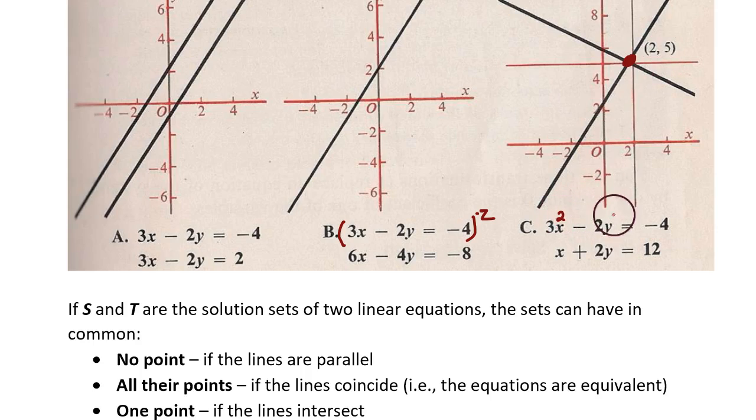If you put a 2 in for x and a 5 in for y, the first equation checks out and makes -4. If you put a 2 here and a 5 here, the second equation checks out and does make a 12. 2 for x and 5 for y solve both equations at the same time.